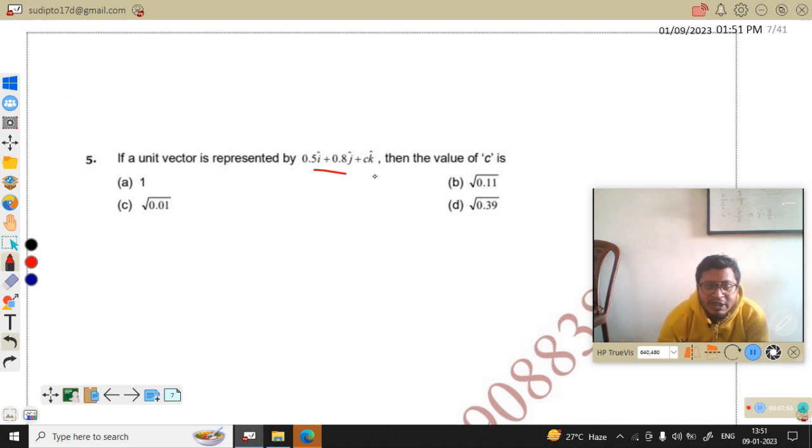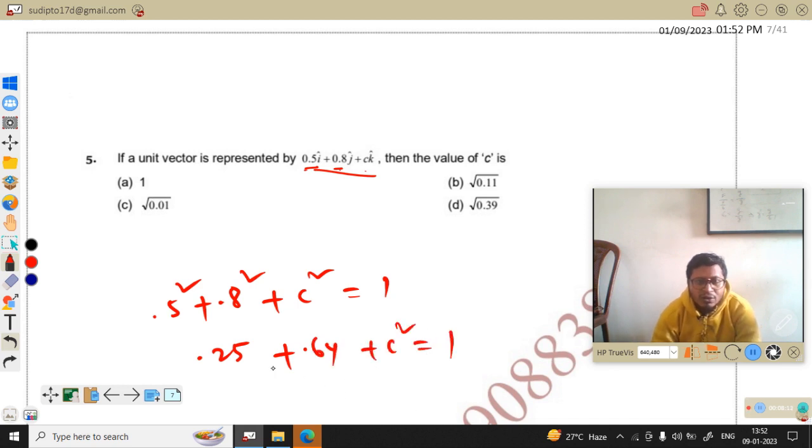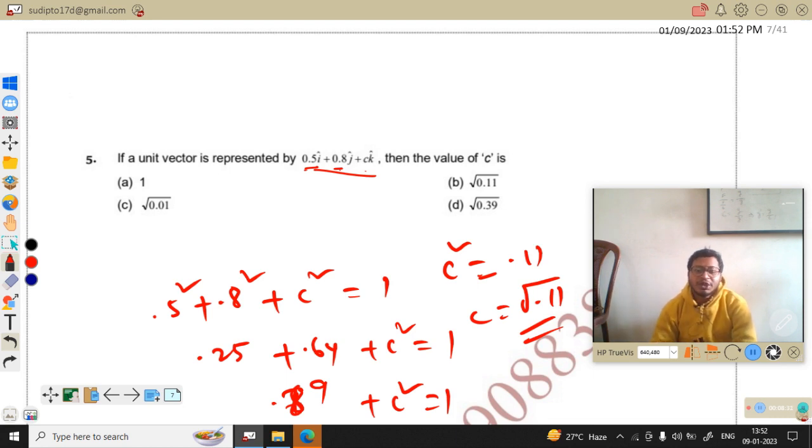If a unit vector is represented like this, then what does a unit vector mean? The sum of the squares of its components equals 1. So 0.5 squared plus 0.8 squared plus c squared equals 1. So it will be 0.25, 0.64, plus c squared equals 1, so 0.89 plus c squared equals 1. So what is the value of c? 1 minus 0.89 is 0.11, and c equals root under 0.11. Is it clear now? Okay. We can find this value like this.